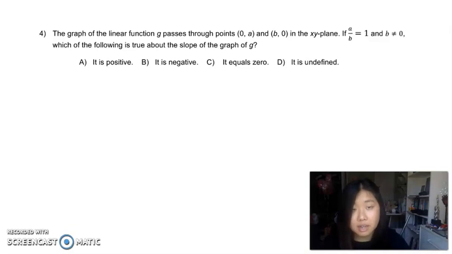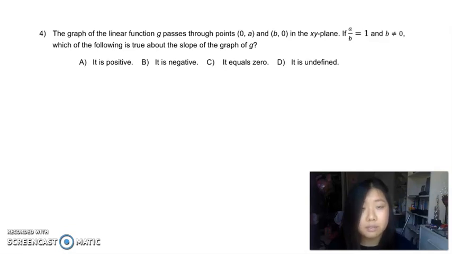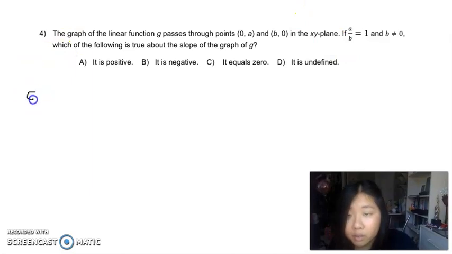Okay, so first let's look at the points. So they didn't give us numbers, they gave us 0, a and b, 0. So the y-intercept and the x-intercept, right? Okay, but it also says that a over b equals 1. This is just a fancy way of saying that a and b are the same number, because if you divide the same number by itself, you get 1. Okay, so the easiest way to solve this question is to just pick a number for a and b, because they're the same. So let's pick 1. A equals b, which equals 1.